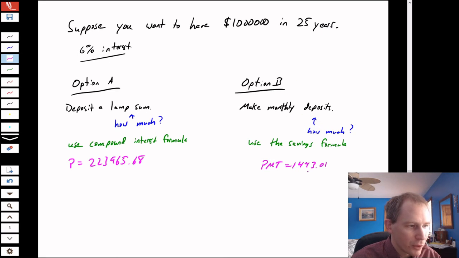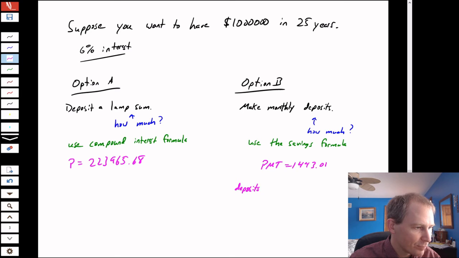If I'm making monthly deposits, my first deposit is getting interest for 25 years. My second deposit is getting interest for 24 years and 11 months. My last deposit is getting interest for 1 month. So my money isn't getting interest for the full 25 years, not all of it. So I would expect that I'm getting less interest on each dollar I put in. So if I add up all the dollars that I put in, I'm going to have to contribute more to end up with that million. So here, this should be higher.